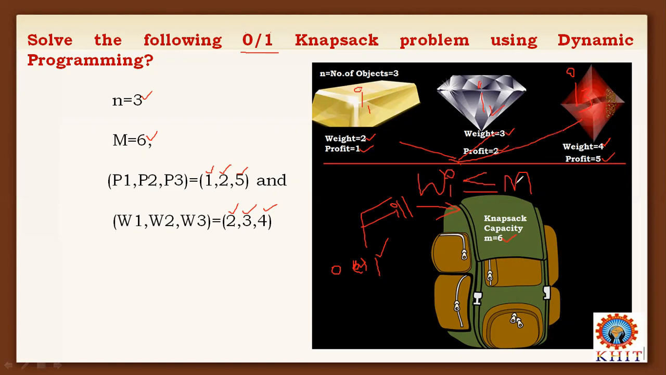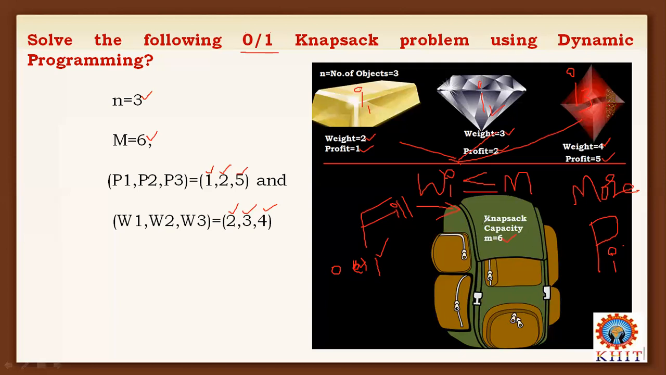Wi less than or equal to m. That means the total weight of objects you can fill in the knapsack cannot exceed the knapsack capacity. Either it is equal to or less than the knapsack capacity, not more than it. And finally, you need to get more profit. Always try to get more profit only. So this is the condition.